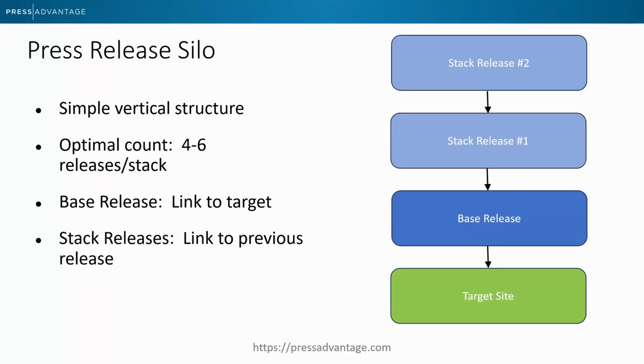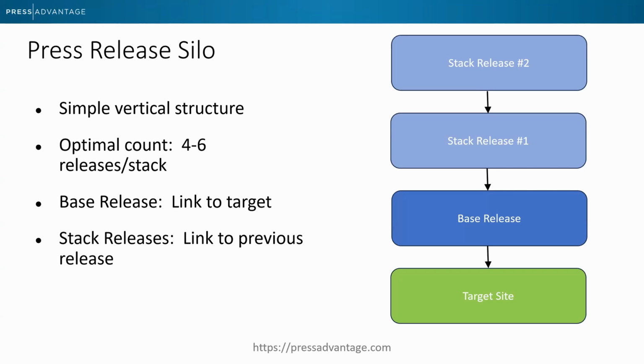So the first type of stack is what I call a press release silo. It's a very simple vertical structure. Generally, you're looking at 4 to 6 releases in a given stack. You can go higher than that, you can go lower than that, but we see 4 to 6 working really well, and then moving on to a new stack.